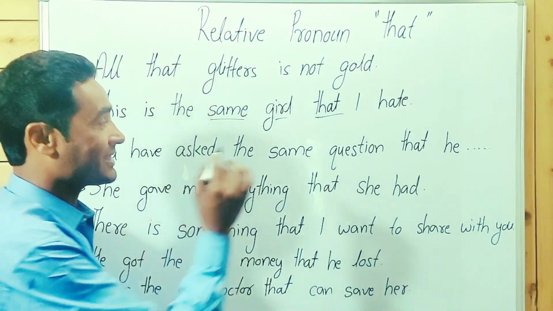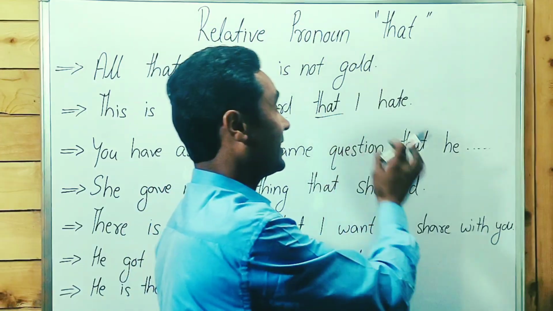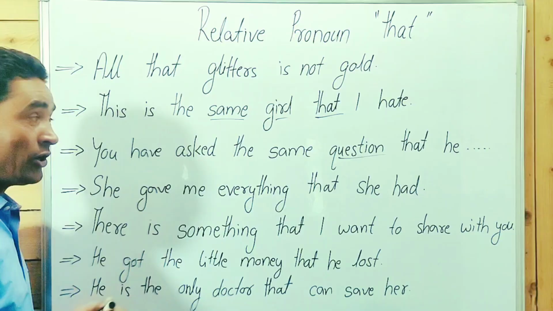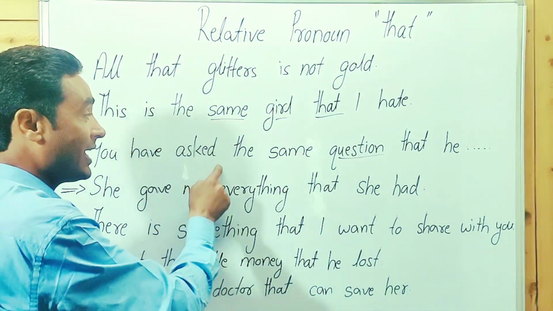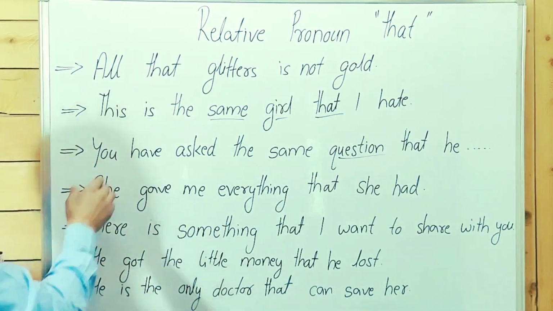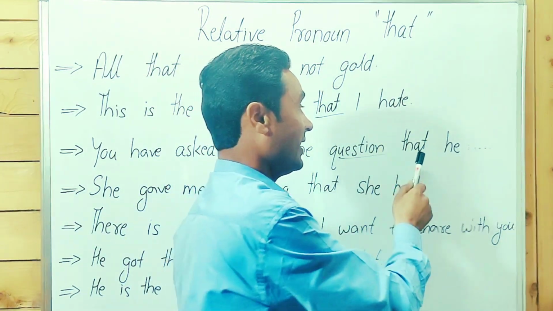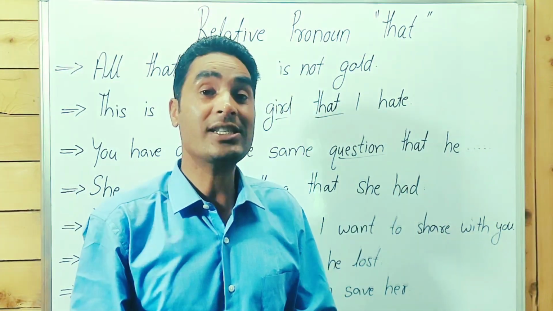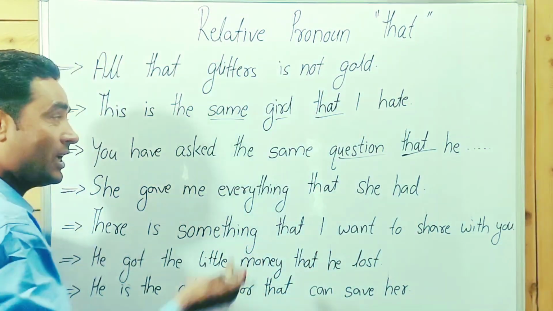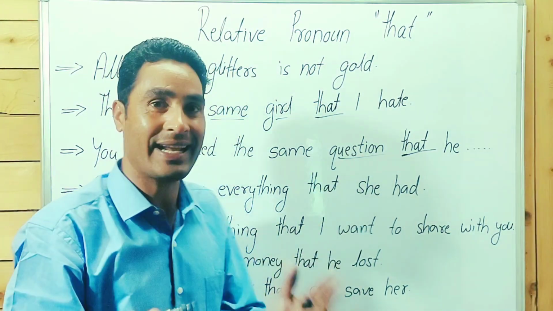You have asked the same question that he asked. Guys, point to be noted: question is a non-human being. If you write the sentence as you have asked the question which he asked, it's a correct sentence. But because of the same, we have to use the relative pronoun that. Okay, when same, the only, and these words are used with an antecedent, we use that as a relative pronoun.